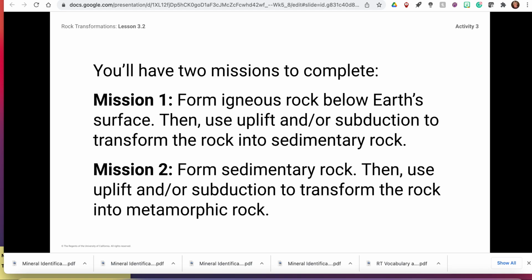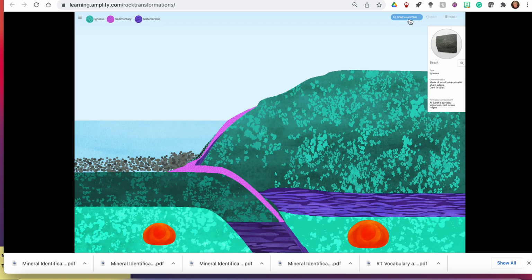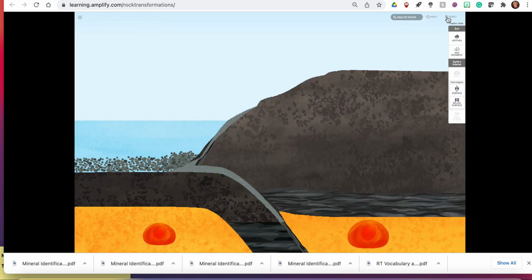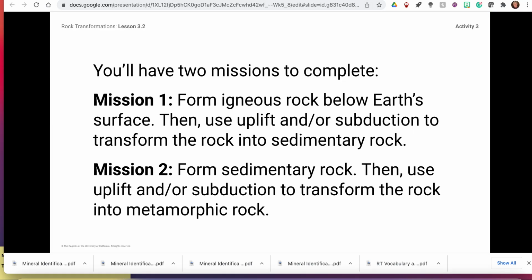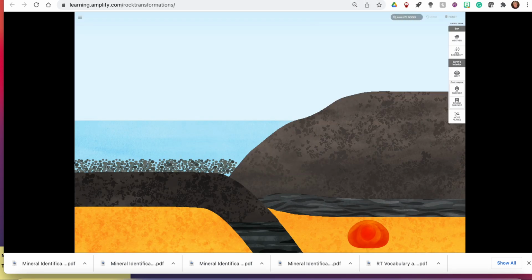So what that means is, let me come here. I'm going to analyze. Let me reset. All right, so I said yes. Okay, so I need to create, it says create igneous rock below Earth's surface. So I'm going to go ahead and melt it because I know the only way that I can create igneous rock is if I melt existing rock.